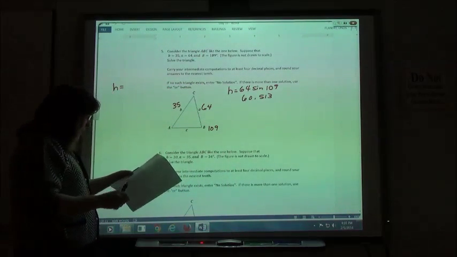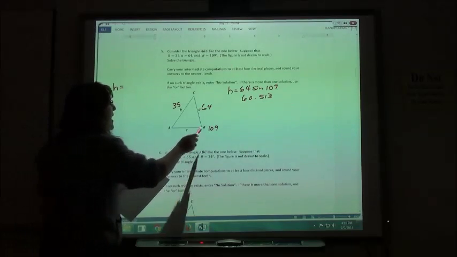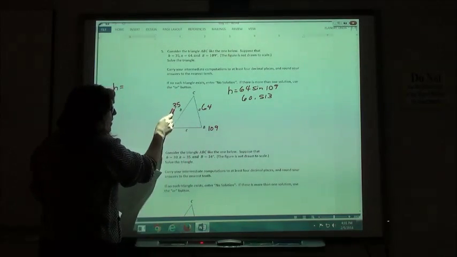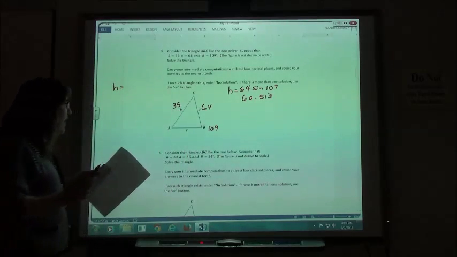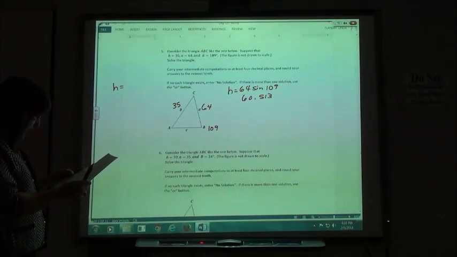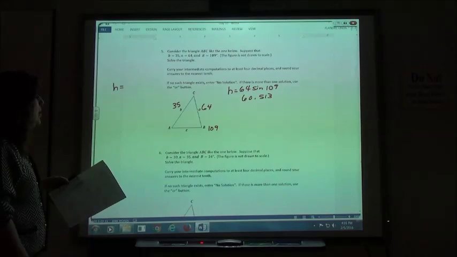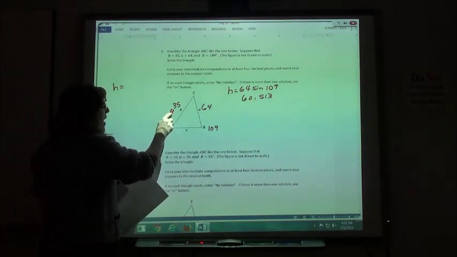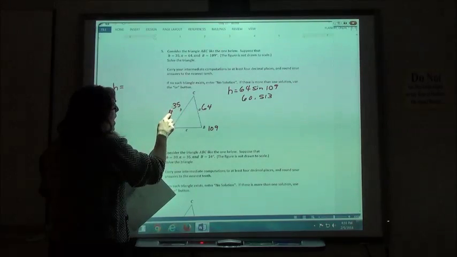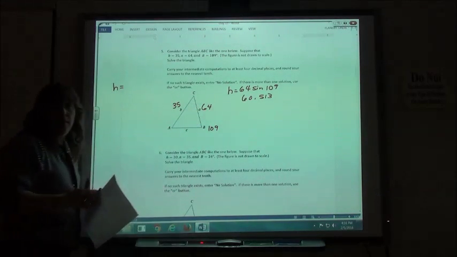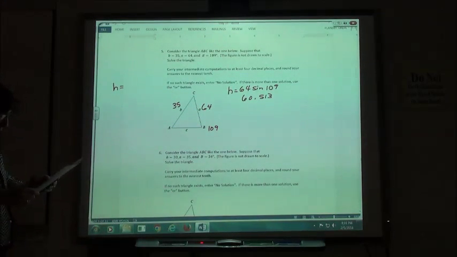So we checked with our rules. Is h equal to my opposite side? This time the opposite of my angle is 35. Well, h is not equal to 35. So then we said, okay, is the opposite side greater than the adjacent side? The opposite side is 35 and the adjacent side is 64. So no, the opposite is not greater. So I know that I don't have one triangle.